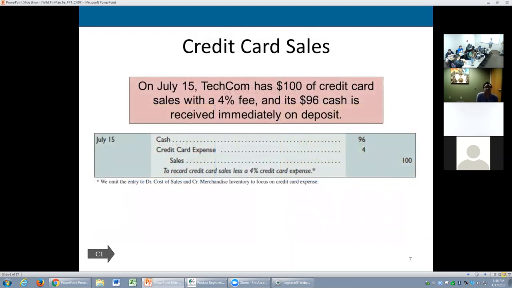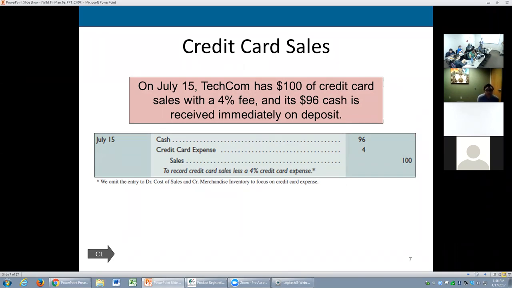Now, on a credit card sale. On July 15th, TechCom has $100 of credit card sales with a 4% fee, and $96 is received immediately on deposit. It's not uncommon for this 4%. The credit card company is not going to work for free. They're going to levy a credit card expense against the retailer per transaction.